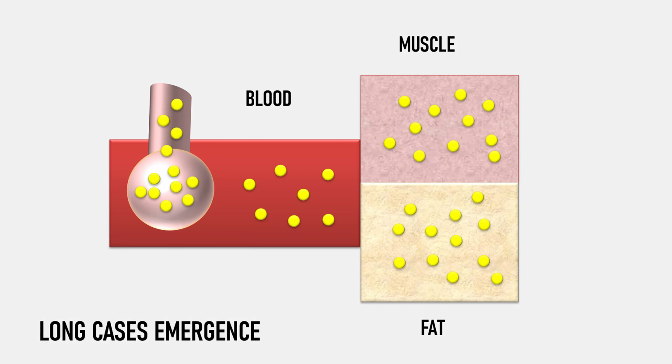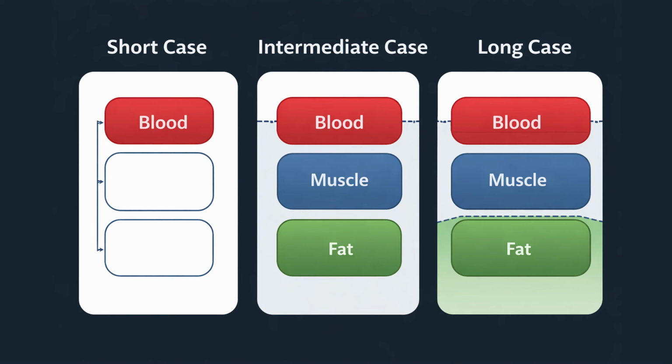Putting this all simply, in short cases, the agent is generally confined to the blood. In intermediate cases, there is a significant uptake in muscle and fat. In long cases, the tissue becomes saturated. What determines the propensity of an agent to be stored in the different tissues is the partition coefficient that agent has for those tissues.